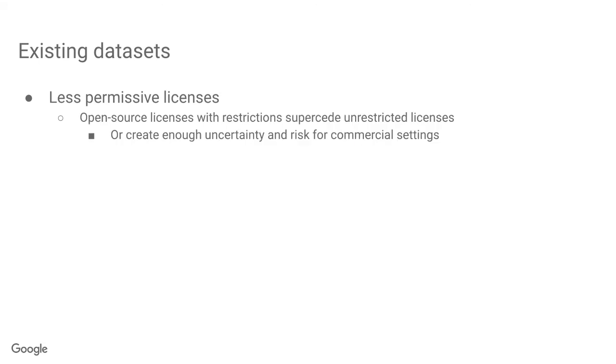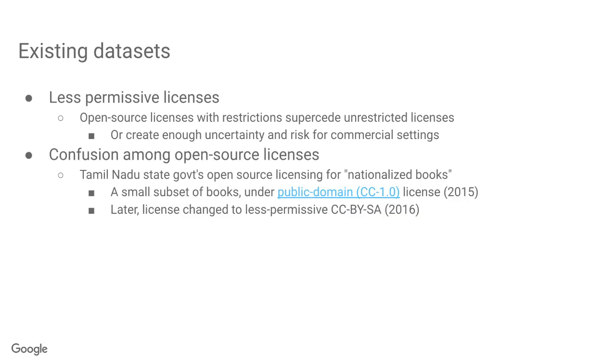Using code and data under the less permissive licenses can get tricky because the restrictions that they place take precedence over the boundaries of some of the code and data that touches it, even under more permissive licenses. So for example, if you have code and data under very permissive use as you like licenses, and they come in contact with licenses with more restrictions, the ones with more restrictions apply to everything. Or even in cases when that's not true, there's enough uncertainty and risk in commercial settings for them to be avoided. Then there can be confusion among open source licenses.